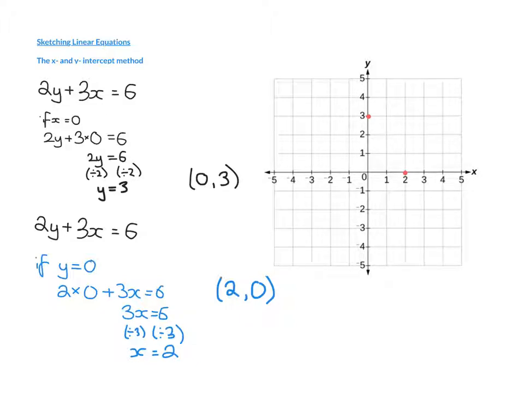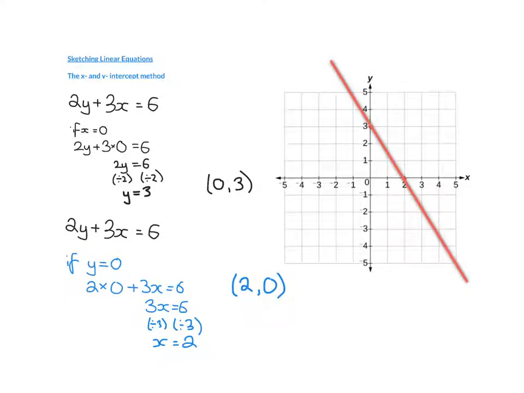our linear graph. And the last thing we need to do is just to not forget that every graph we do, we're going to label with the equation of our line. And that is how to sketch a linear graph using the x and y intercept method.